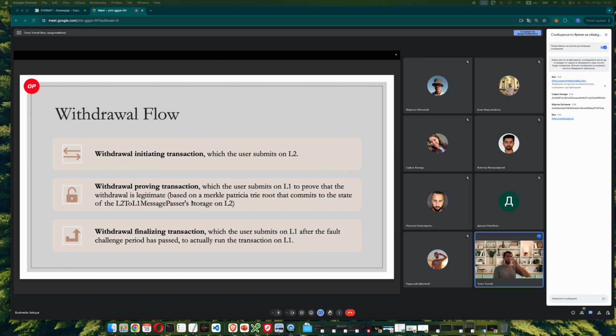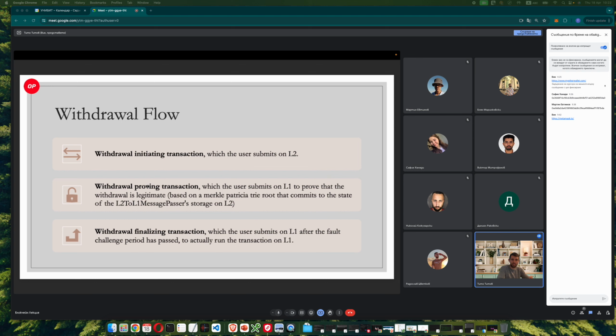Here is the withdrawal flow. There are more details, but we'll keep it simplified. So the withdrawal flow is happening in three phases. First is that we're initializing a withdrawal transaction, which the user submits on layer 2, on the layer 2 smart contract. Then we have withdrawal proving transaction. This is a transaction that the user submits to layer 1 to prove that the withdrawal is legitimate. And it is based on some Merkle trees and Merkle roots and some other cryptographic magic.